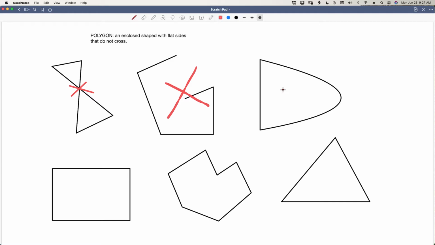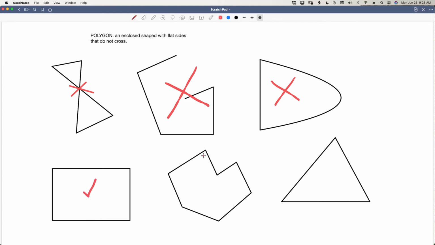And in this shape, we have an enclosed shape, and it doesn't have lines that cross, but we have a curve here. So this is not a polygon. And in understanding that a curve is not part of a polygon, we know that a circle is not a polygon as well. Now down here we have a shape that has 4 lines that are flat, and they all join at corners and they do not cross. So this one is a polygon.